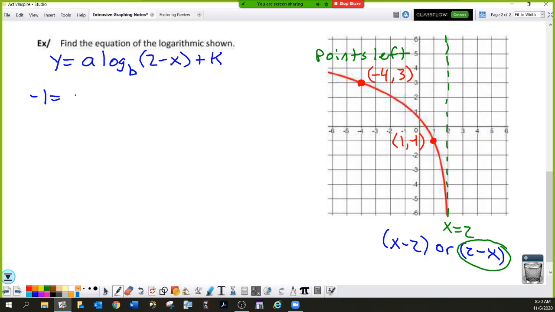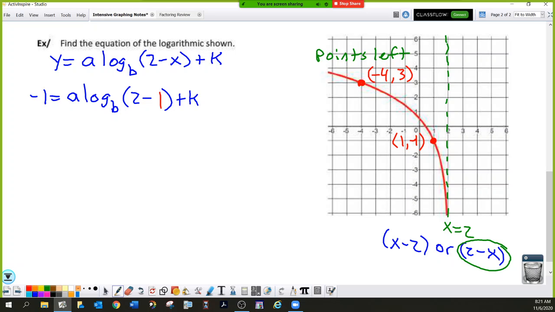Negative 1 equals a log base b 2 minus, negative 1. Oh, I'm sorry, 2 minus, shoot, did I break my computer? Stomped on the cord, hold on. Sorry, it's not negative 1, that's a y value. My apologies, I'm just tired. Come on, computer, please, please. There we go. 2 minus positive 1, there we are. That makes more sense. And then plus k.